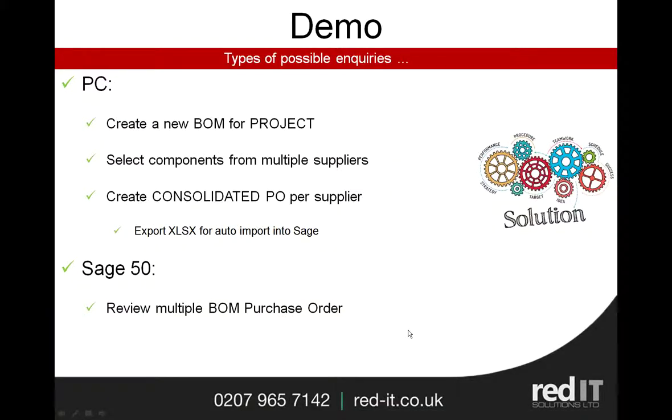Just to recap, we created bills of materials. Those belong to projects. We have components. Those components came from common suppliers. And what we did was we created consolidated purchase orders across all of those bills of materials and then automatically imported those into Sage.